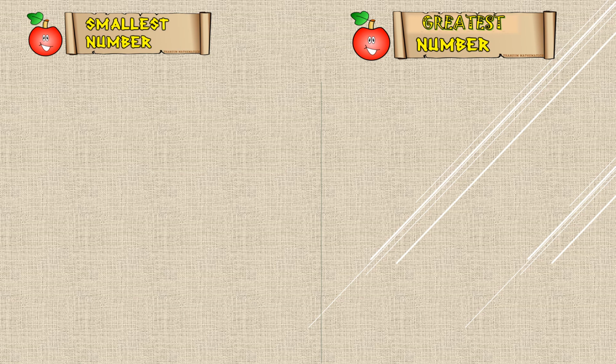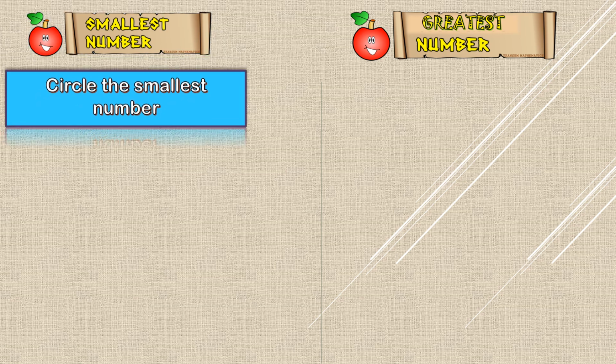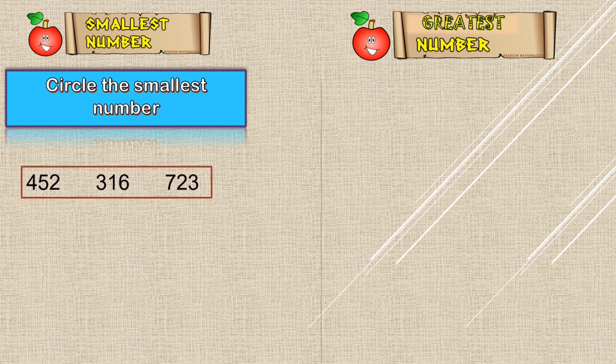Another slide with greatest and smallest number. Circle the smallest number again, but here we have three numbers: 452, 316 and 723. We need to circle the smallest number. First we have to see how many numbers are there and how many digits are there in each number. So there are 3 digits in each number. So all are 3-digit numbers.